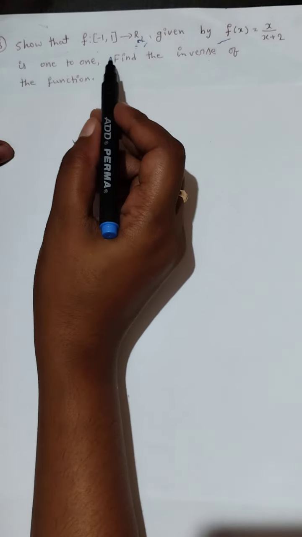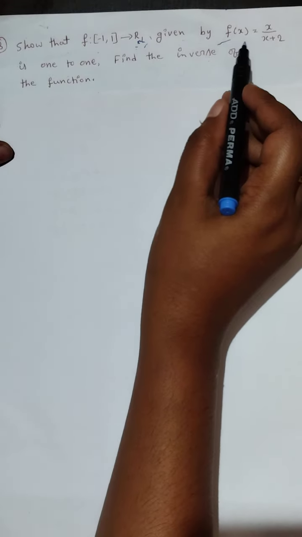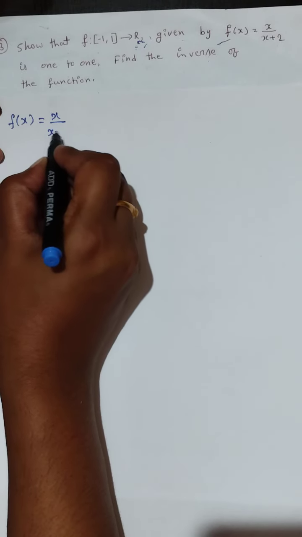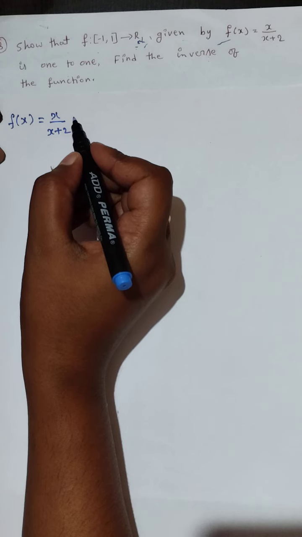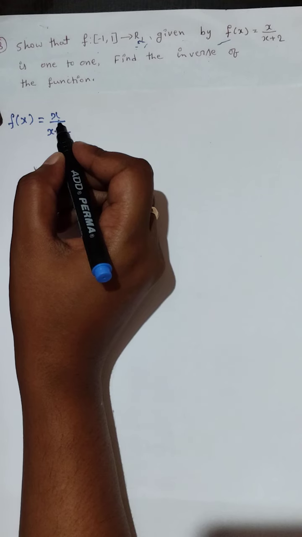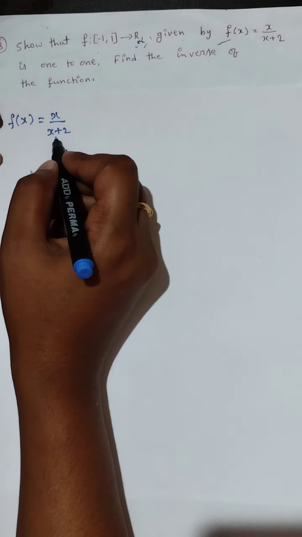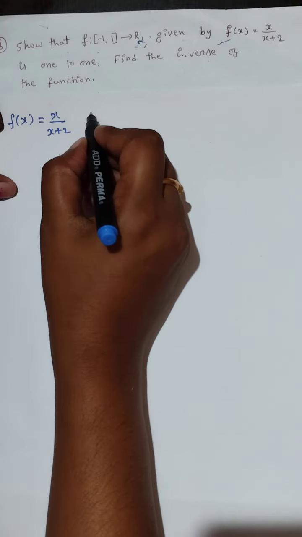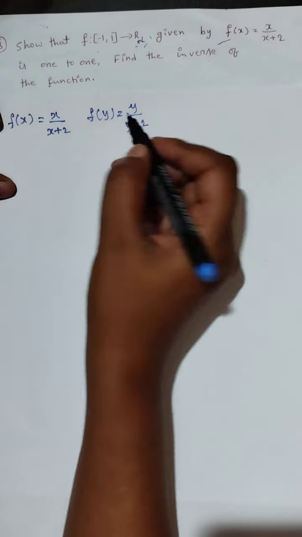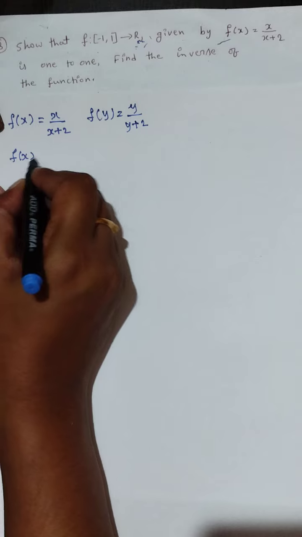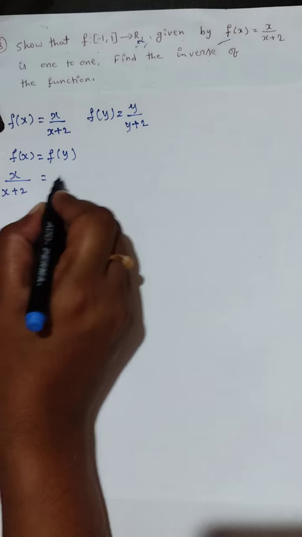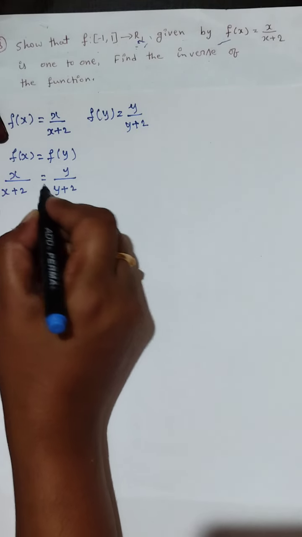So let us solve by the first method, that means the 1-1 and onto method. Observe the given function. What is given? f(x) equal to x by x plus 2. To prove the function is 1-1, we have to consider two images and prove for two pre-images. If f(x) equal to x by x plus 2, then f(y) is equal to y by y plus 2. Consider two images are equal. If f(x) equal to f(y), then x by x plus 2 is equal to y by y plus 2. Cross multiply this.